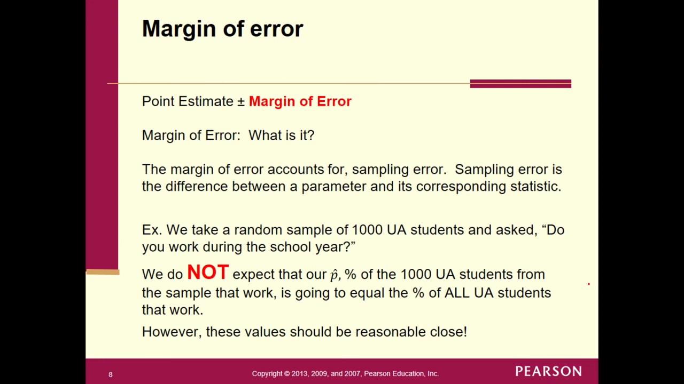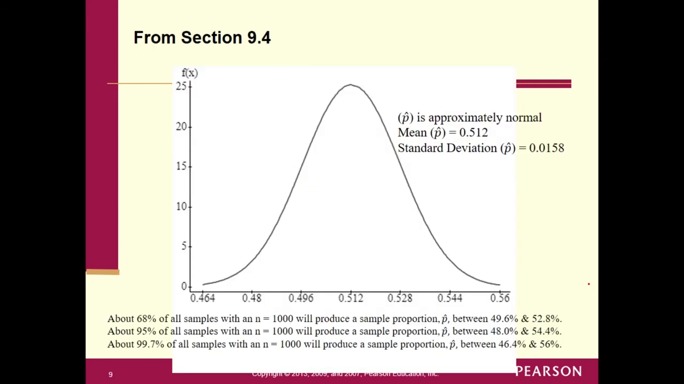This is a graph that we looked at in 9.4. It represents the sampling distribution of p-hats. These are all the different p-hats that you could possibly get of a certain sample size. What did we find out was the center of this? Whatever the value of p is, that's the number that's going to be right there. So we know that the value of p is going to be in the center of the sampling distribution for p-hat.